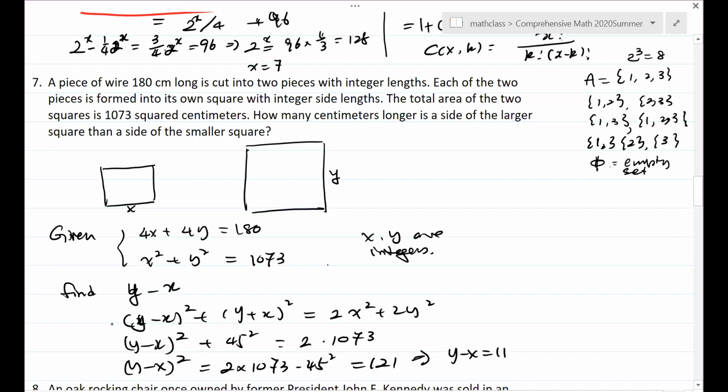Yeah, this is an important identity. Now, if you don't use this identity, you have to find a way to find the x and then y, then you take the difference. That's okay, you have two variables.